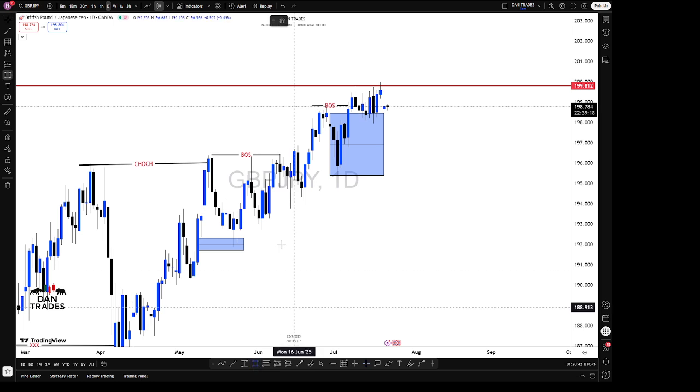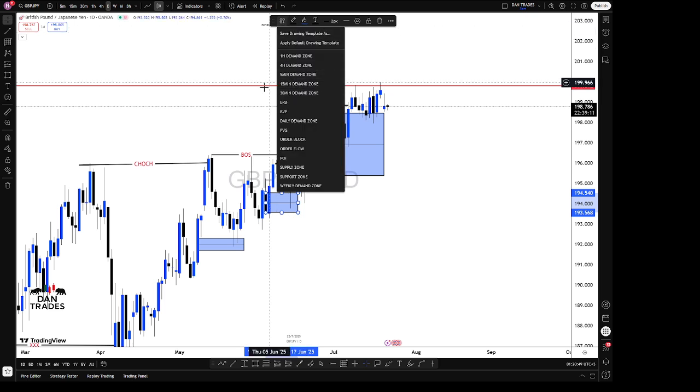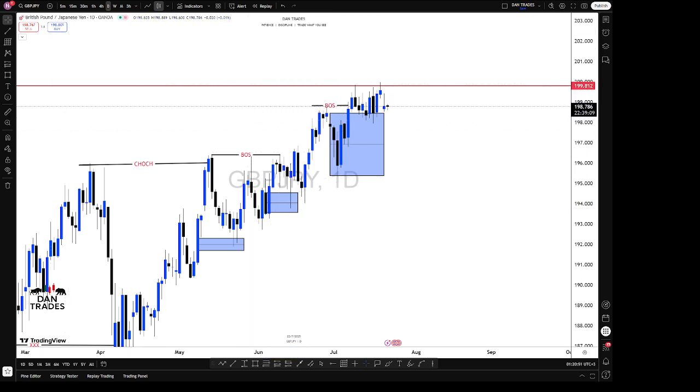And after that breakout structure, this market came to test this demand zone at around that area, right?